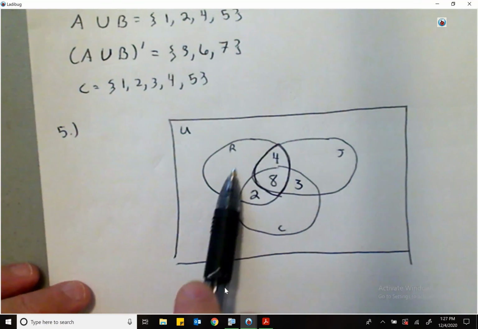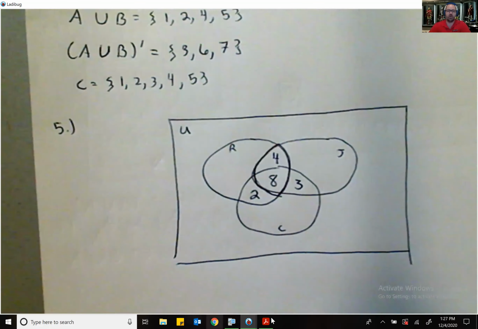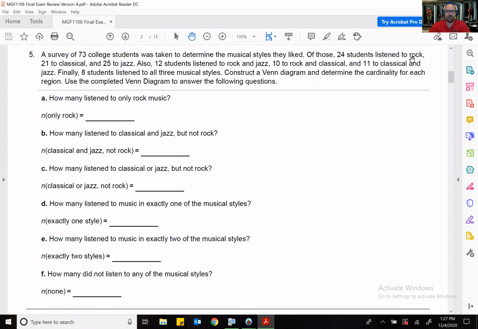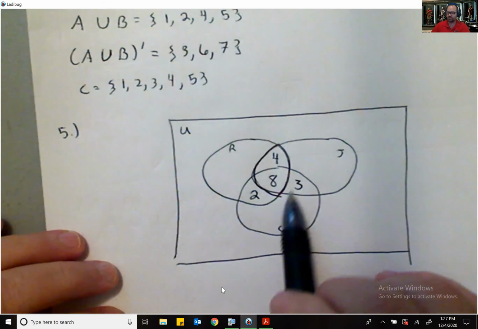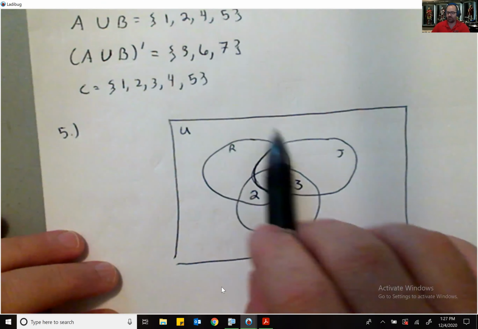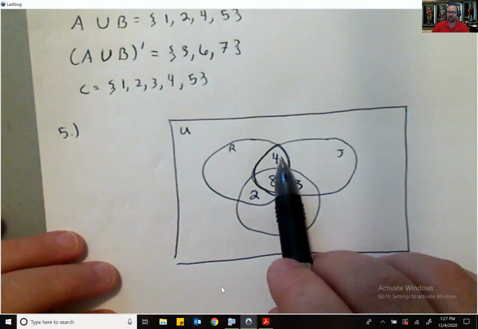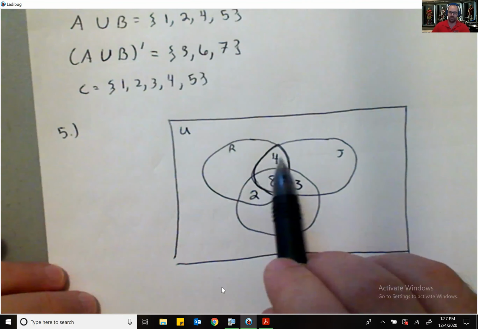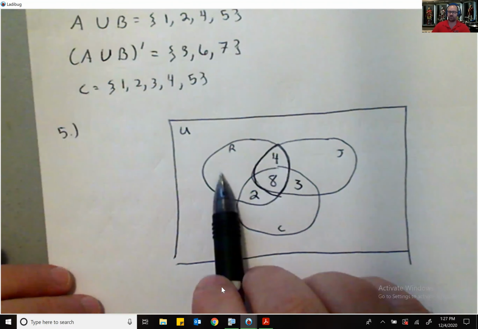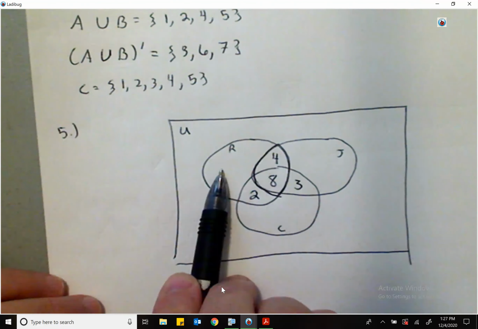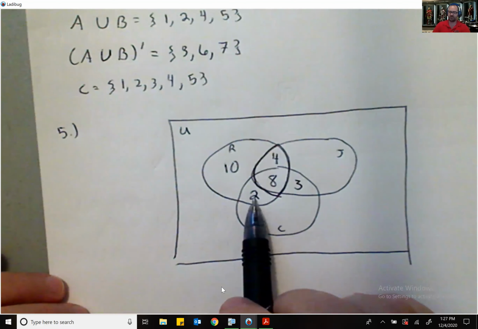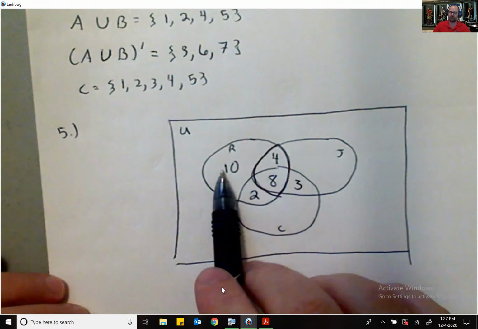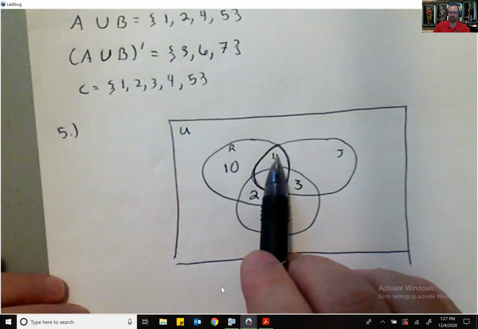Rock. So we want to know the students that listen to only rock. Well, we know that 24 students listen to rock total. And again, just like before, this whole circle should represent 24. But we've already taken care of some of them. We've already taken care of 2, 8, and 4 students. So how many actually listen to rock? 10. Because if I take 24 minus the 14 I have here, I get 10. So if I add all this up, this should be 24, which it does.